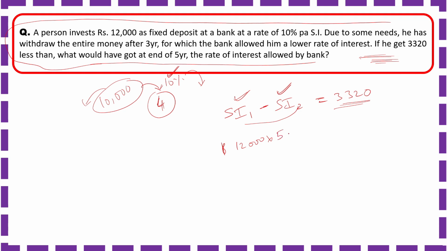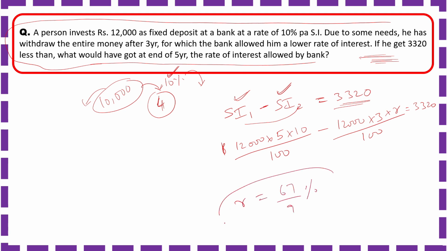N is, time is 5 and the rate is 10% by 100. Okay, and in the second case, simple interest is 12,000, time period is 3 years, we don't know R, we must find it, by 100 is equal to 3320. Now calculate this. You will get R as 67 by 9%.